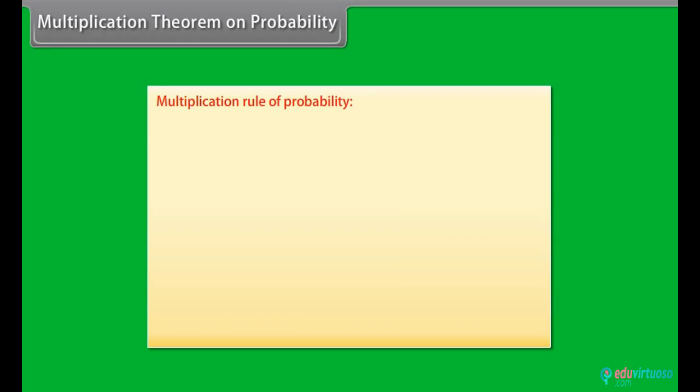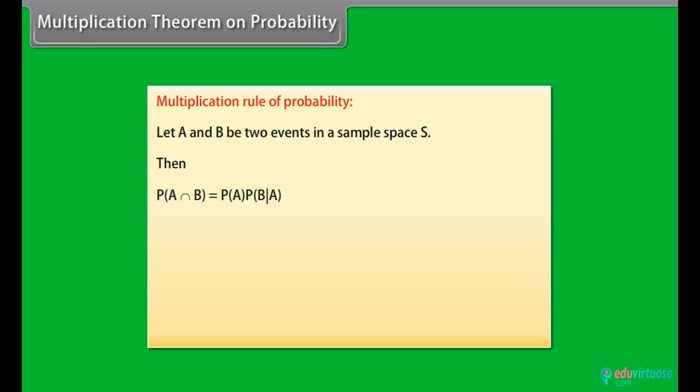Multiplication theorem on probability. Multiplication rule of probability. Let A and B be two events in a sample space S. Then, probability of A intersection B is equal to probability of event A into conditional probability of event B when A is given, which is equal to probability of event B into conditional probability of event A when B is given, provided probability of event A is not equal to 0 and probability of event B is not equal to 0.